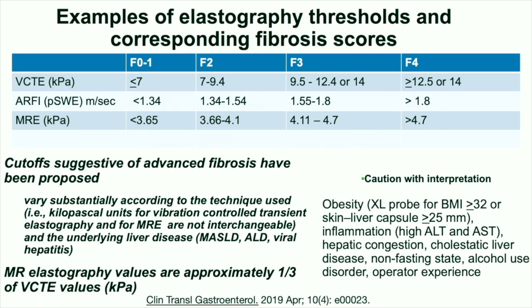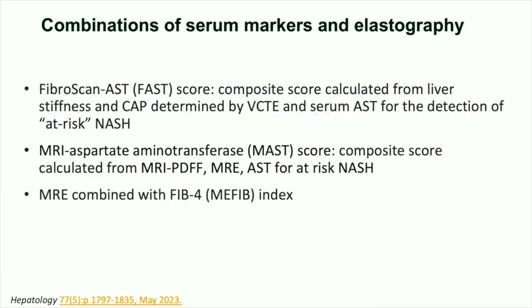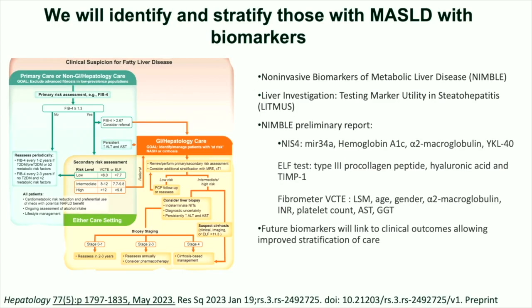And again, cholestatic liver disease and hepatic congestion can all affect these. There are combinations of markers as well. And so these are also being explored: FibroScan with AST, MR with AST, MR combined with FIB4. So for the NAFLD patient, how do we approach these individuals? Well, we stratify initially with biomarkers, and then you can move on to other complementary testing.